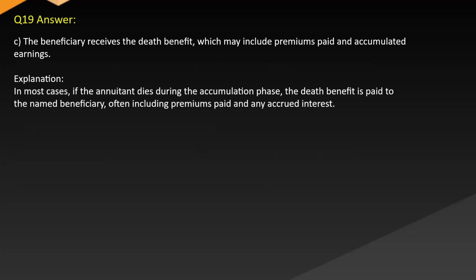Answer: C. The beneficiary receives the death benefit, which may include premiums paid and accumulated earnings. Explanation: in most cases, if the annuitant dies during the accumulation phase, the death benefit is paid to the named beneficiary, often including premiums paid and any accrued interest.